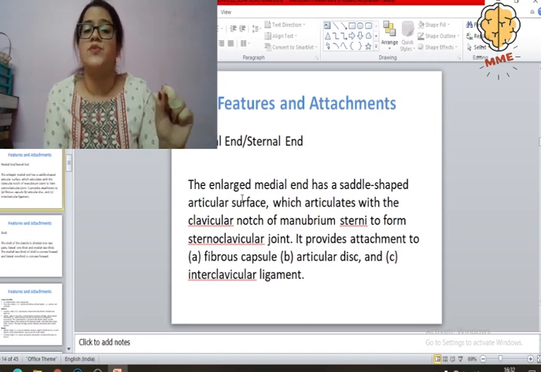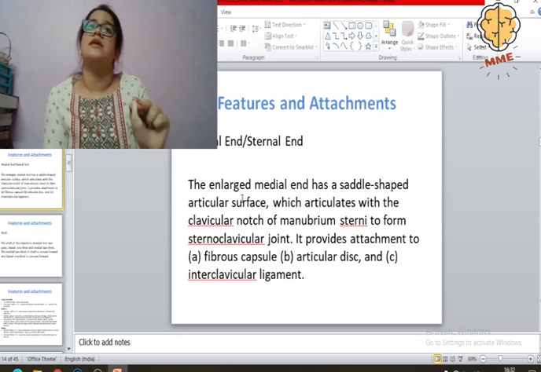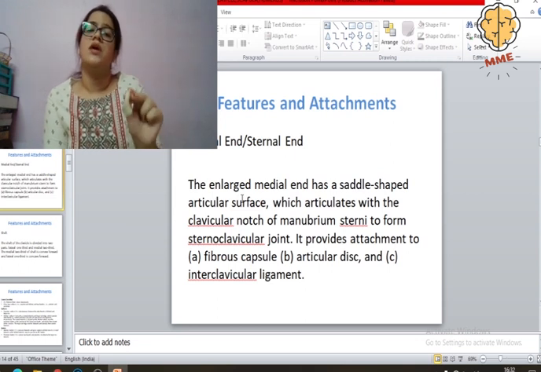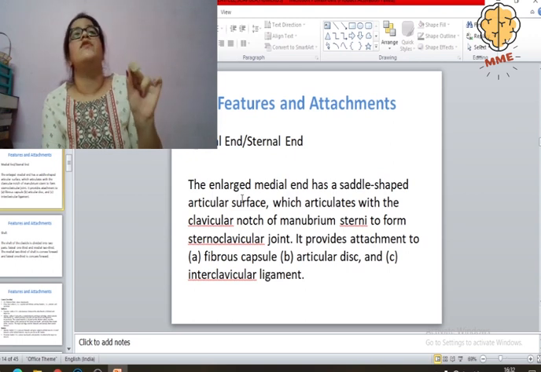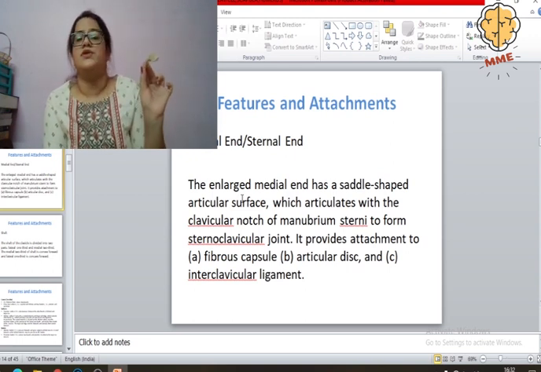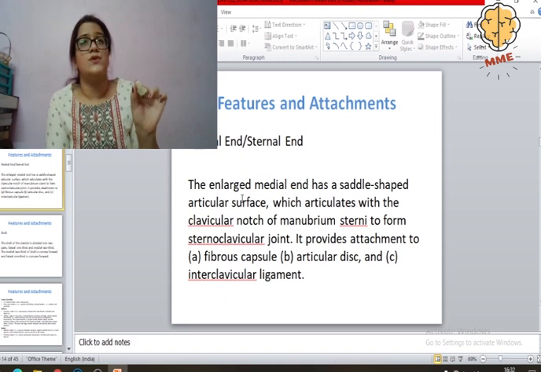It provides attachment to... Why did I tell you last time the fibrous capsule? Because over here we have 3 points and not just the fibrous capsule. So fibrous capsule of the sternoclavicular joint. Okay, understood, well and good. But also the articular disc and also the interclavicular ligament.